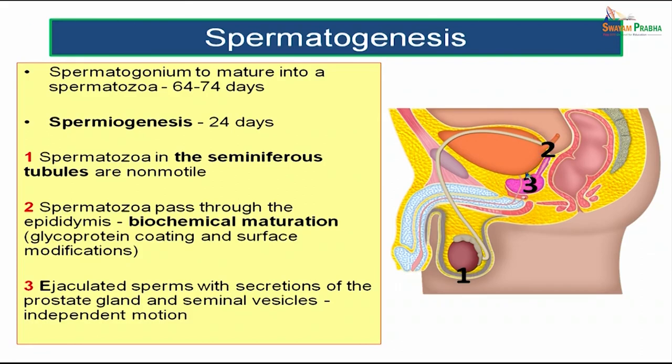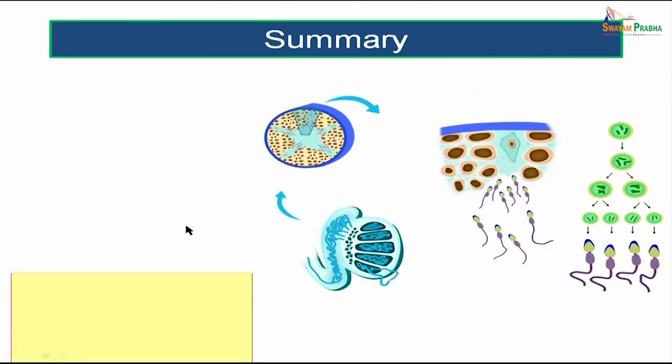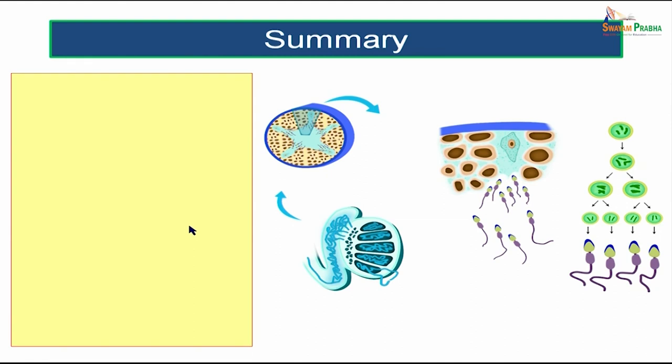So, this will be ejaculated along with the secretions from the prostate gland and seminal vesicle. After that, the sperms will have independent motion. They will reach the cervix and crawl into the uterine tube for fertilization. Before moving on to the clinical aspects, let us have a quick summary of spermatogenesis.